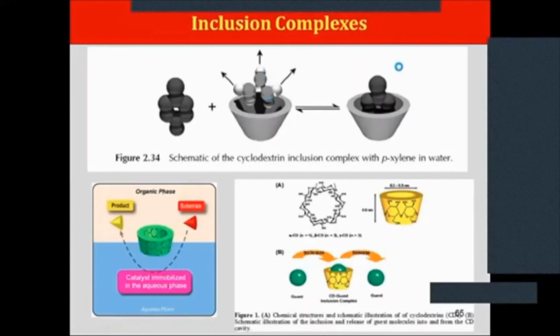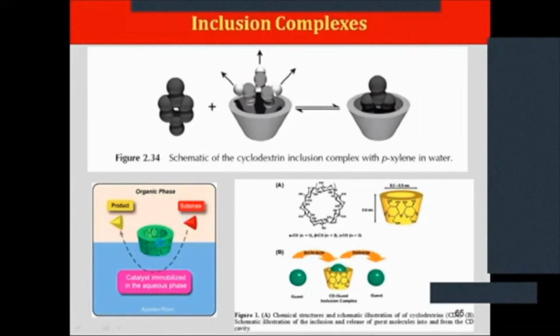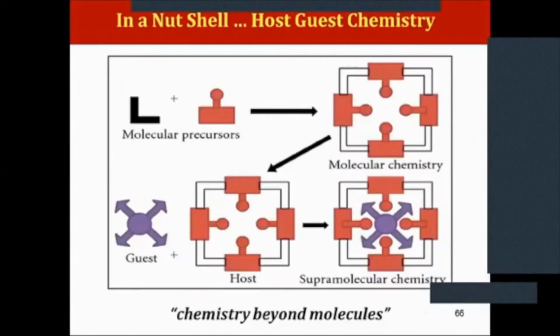You can see the inclusion complexes inside cyclodextrin. The guest is included and then excluded. Many reactions can take place in this. It can be used as a phase transfer catalyst between the organic phase and substances which are soluble only in the aqueous phase. These cyclodextrins can be added, and they will phase transfer the organic-soluble components to the aqueous phase, and the reaction takes place. The substrate can be put in and you can have products. Many catalytic reactions are of this type. So in a nutshell, in host-guest chemistry, molecular precursors join to form molecular chemistry, and that recognizes the host, and you call it chemistry beyond molecules.